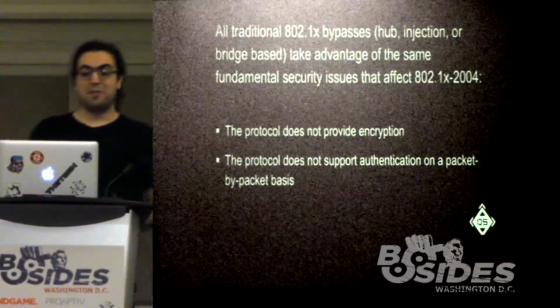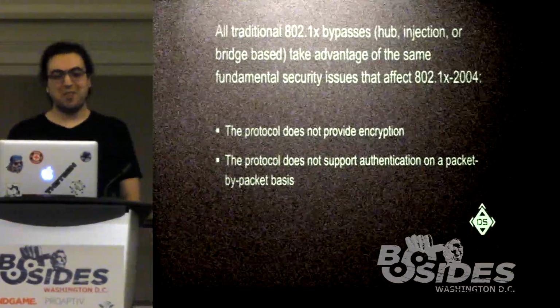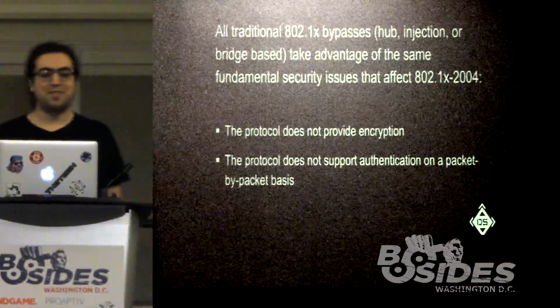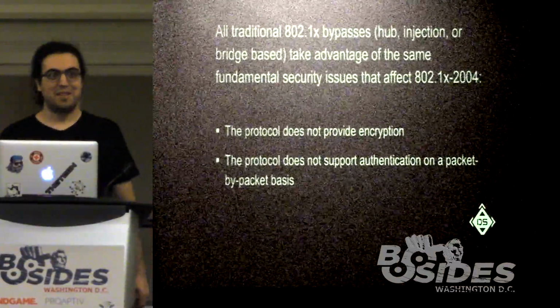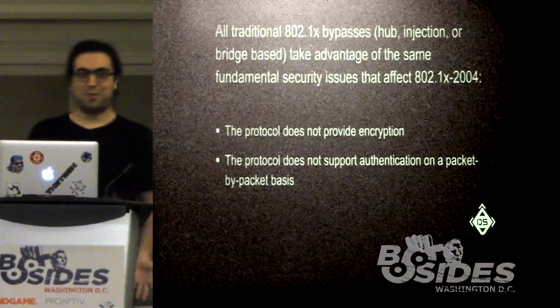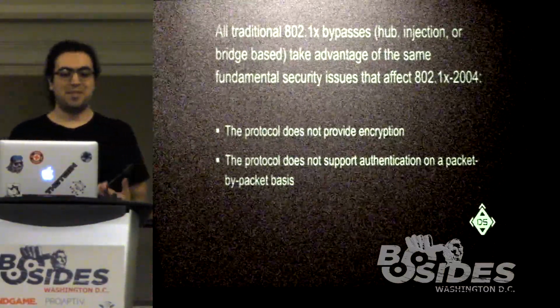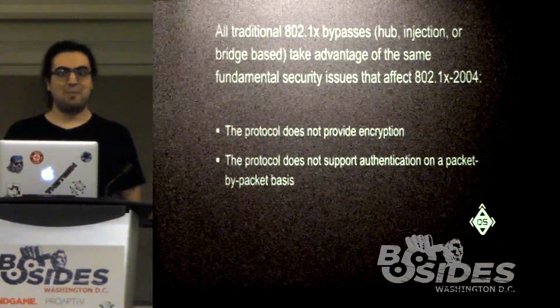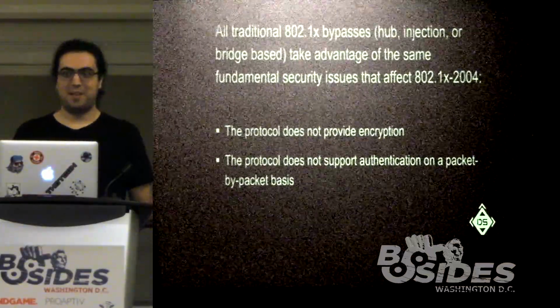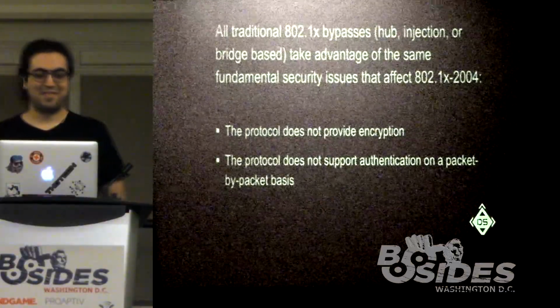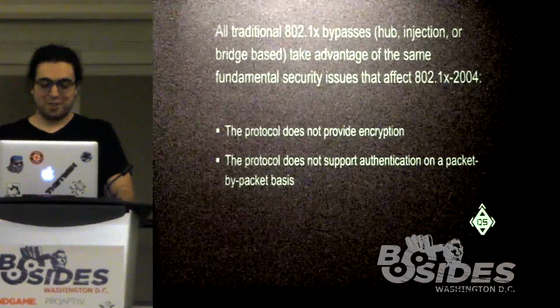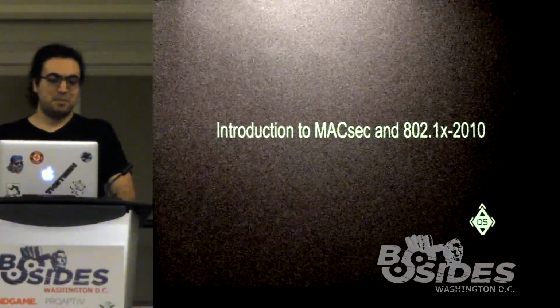So the reason why this works is that all traditional 802.1x bypasses, hub-based, injection-based, bridge-based, take advantage of the same fundamental security flaw: 802.1x, at least in its traditional forms up until recently, did not provide encryption, and it did not provide support for authentication on a packet-by-packet basis. Authentication happens up front, and then once it's authenticated, it's done. That's why you can get away with doing that.